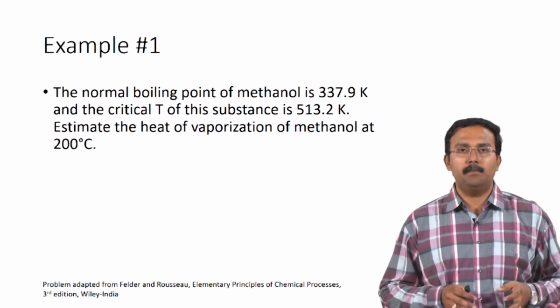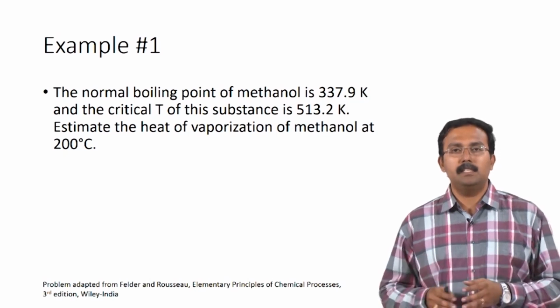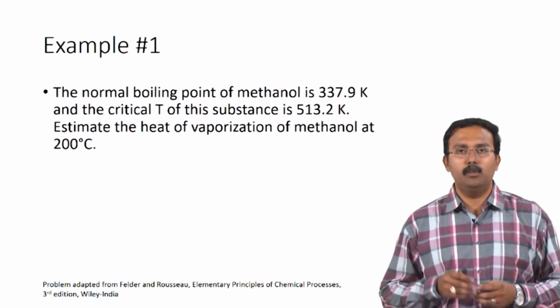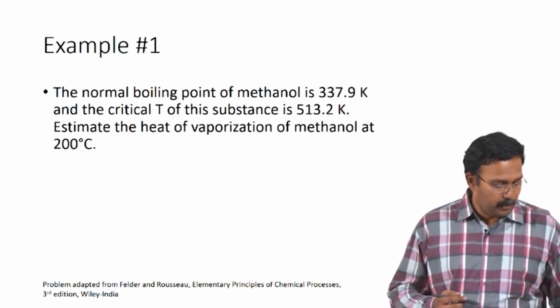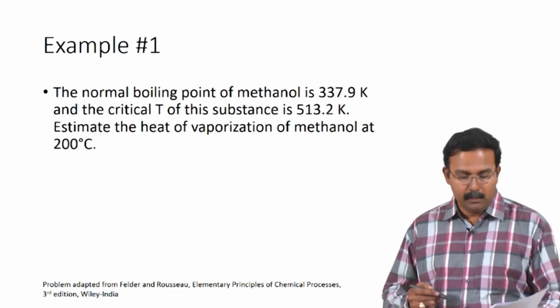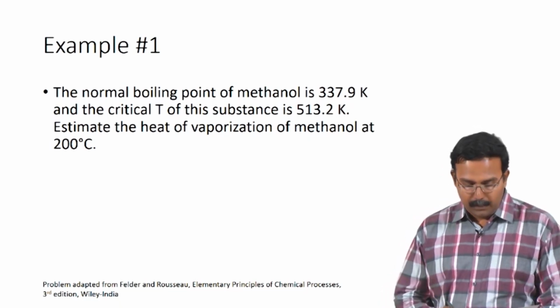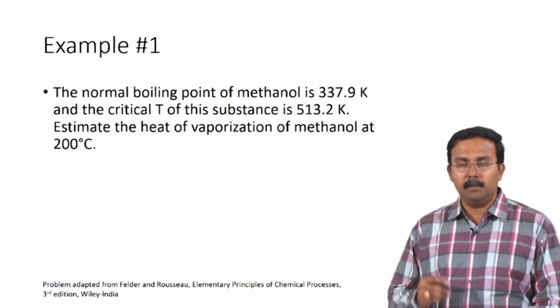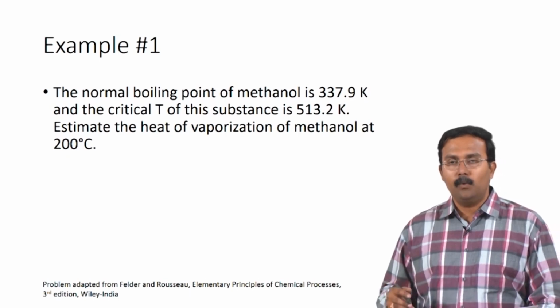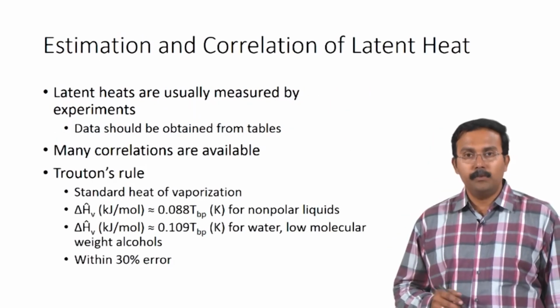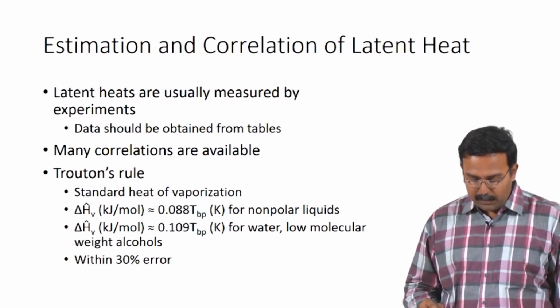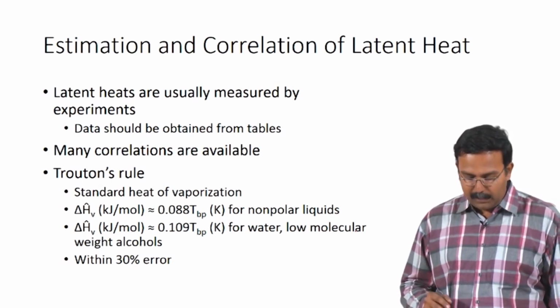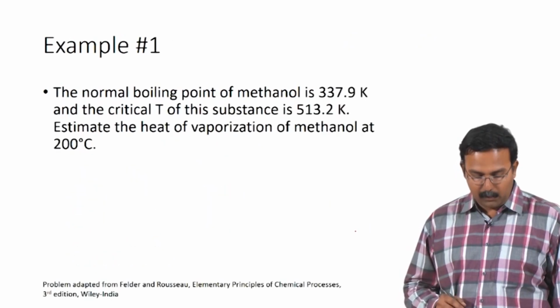If we have the critical pressure value, we could have used Chen's equation to get a more accurate value for heat of vaporization. Let us now perform the calculation for heat of vaporization using Trouton's rule. Trouton's rule had multiple equations. You have two different equations, one for non-polar liquids and the other for water and low molecular weight alcohols.